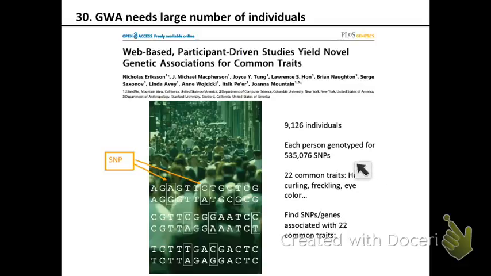In this case, in the study, they took about 9,000 individuals. They genotyped them for a certain number of SNPs. So instead of sequencing the whole genome, they said, let's just look at the sequences at the SNP sites that we know are different between different people. And then they looked at 22 common traits like hair curl, freckling, eye color, etc. And then they find SNPs and genes associated with those 22 common traits.